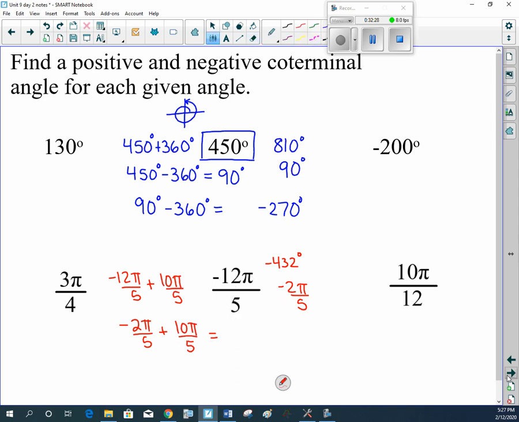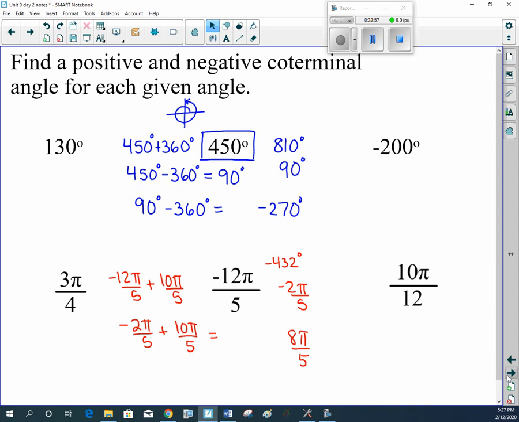Okay, here's my original. Do I have a negative one? I do. Do I have a positive one? I do. So I ended up with a negative angle that's coterminal and a positive angle that's coterminal. And I did it in terms of radians, so I didn't have to convert anything back and forth. So if you're looking for coterminal, just add and subtract 360 as many times as you need to, or add and subtract 2 pi as many times as you need to.